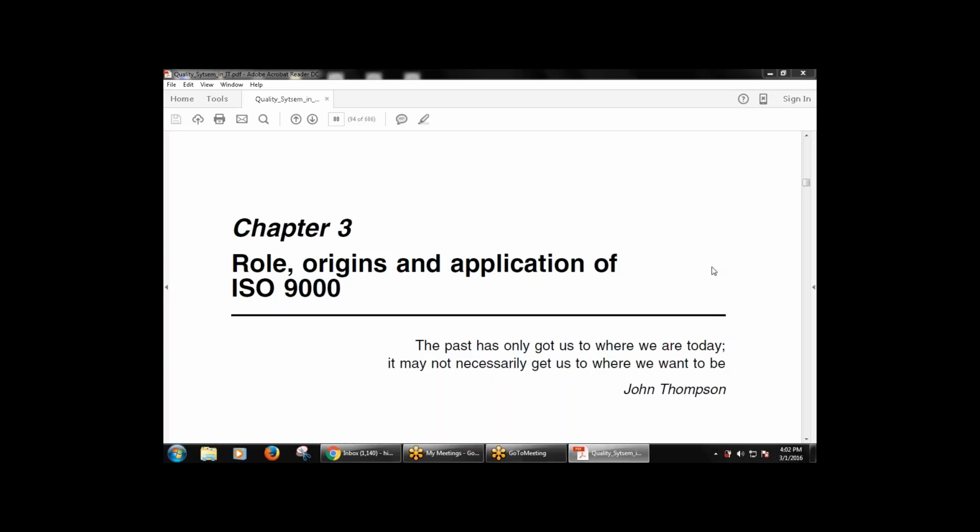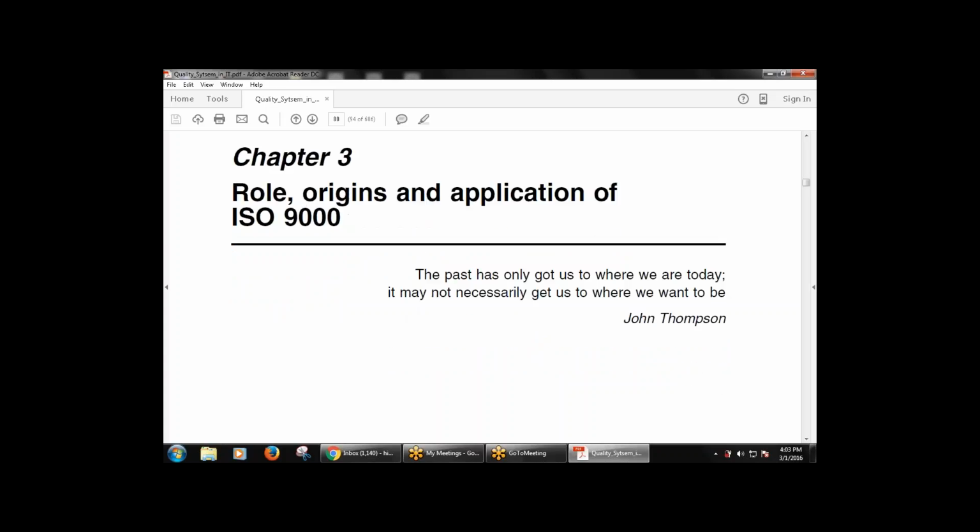Today I'm going to continue with the same module, that is quality systems in IT, and the same topic, chapter number 3, that is role, origin and application of ISO 9000. In the last class we started this chapter, that is, what is the role and what is the origin of the ISO 9000 standard.